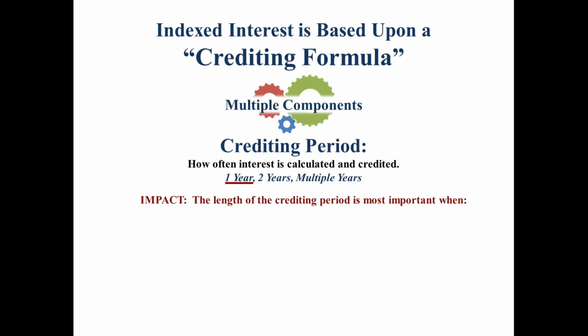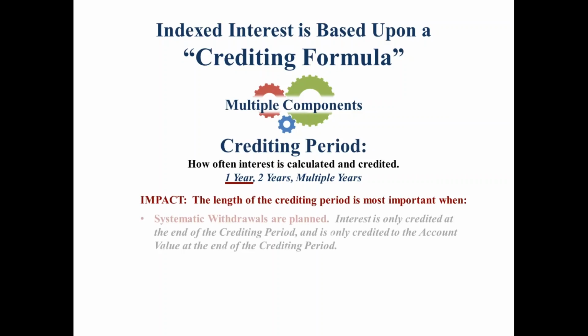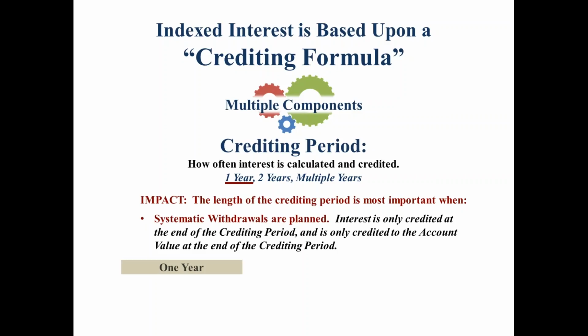The biggest impact that a crediting period has, in other words, how often we're going to calculate this interest and credit it, is most important largely when systematic withdrawals from the account are planned. The thing about a crediting period or a crediting formula is that interest is only going to be credited at the end of that crediting period. So if it's a 1 year period, at the end of that 1 year is when they're going to credit interest. And it's only going to be credited to the account value at the end of the crediting period.